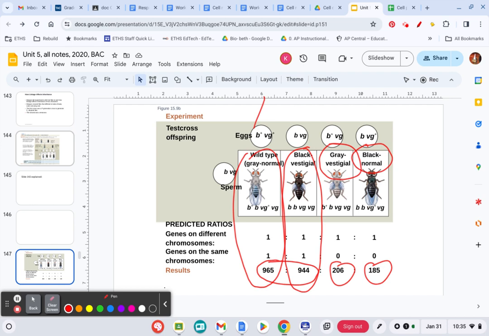And why do I spend so much time on this? I spend time on this because this is one of those questions that they love to bring up on AP exams, where they give you a whole bunch of data.